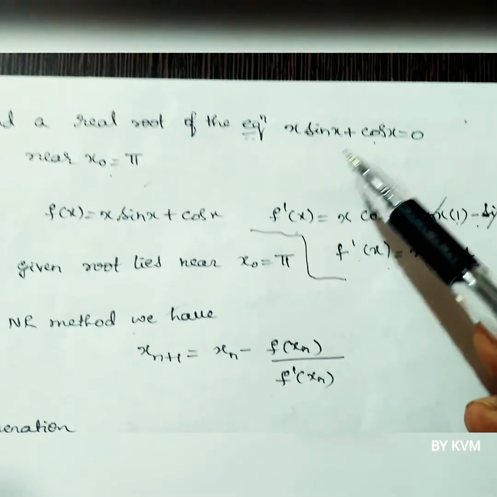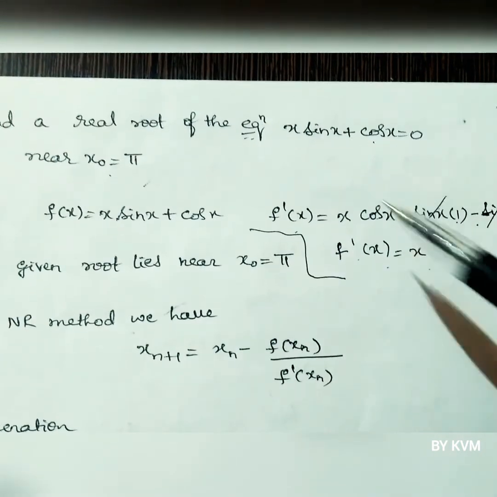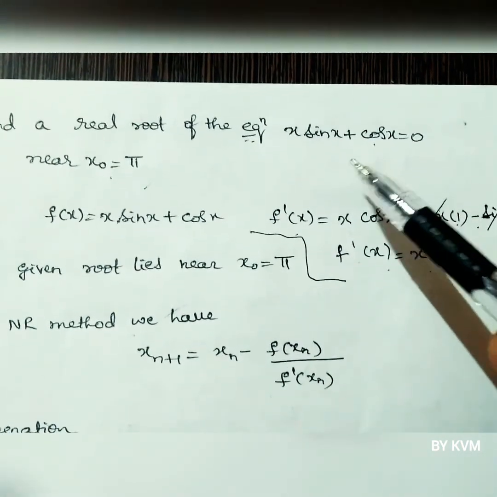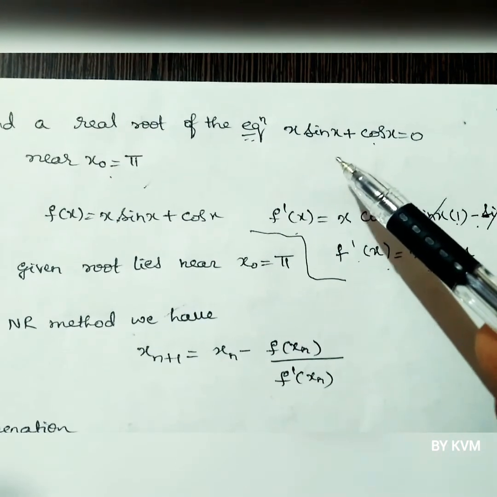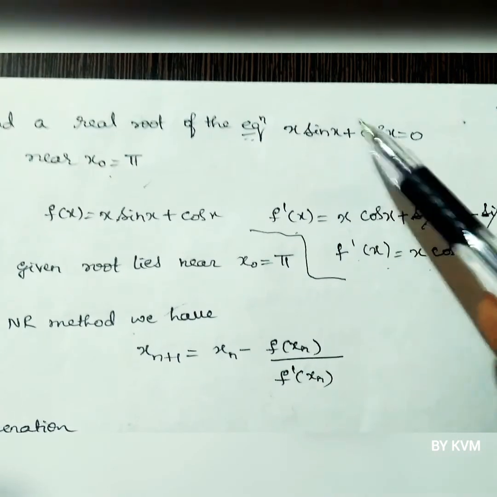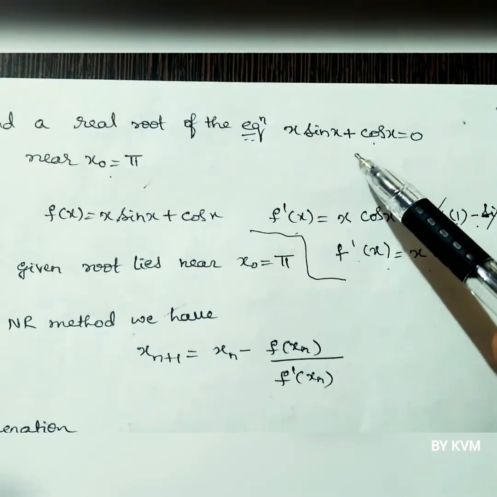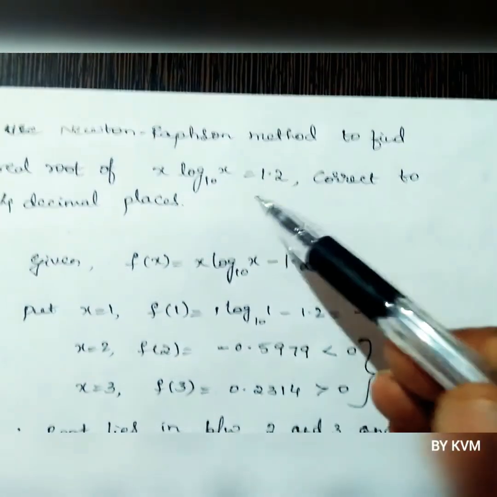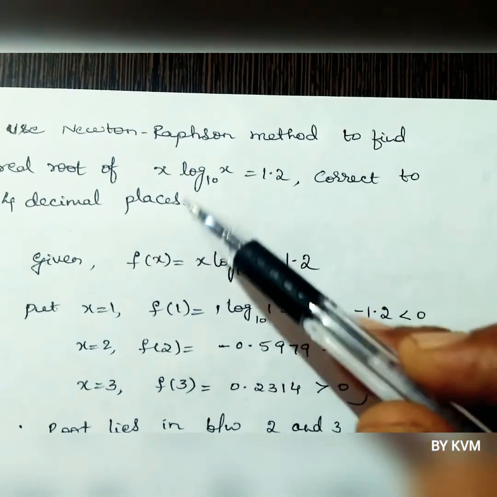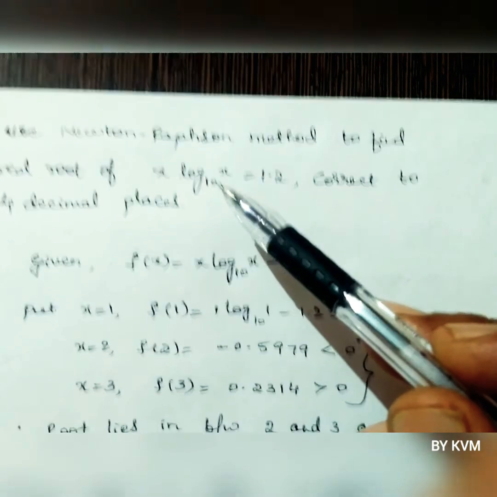So this equation contains trigonometric functions sin x and cos x. So here the calci mode should be in radians. You should remember that while calculating the functional values, the calci mode should be in radians because this is a transcendental equation which contains trigonometric functions. But here, x into log x to the base 10 equals 1.2. This is also a transcendental equation. Here the equation contains logarithmic function log x to the base 10.